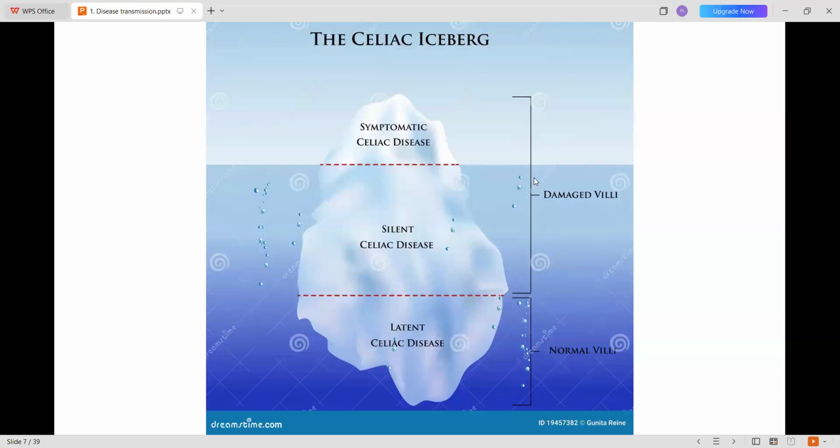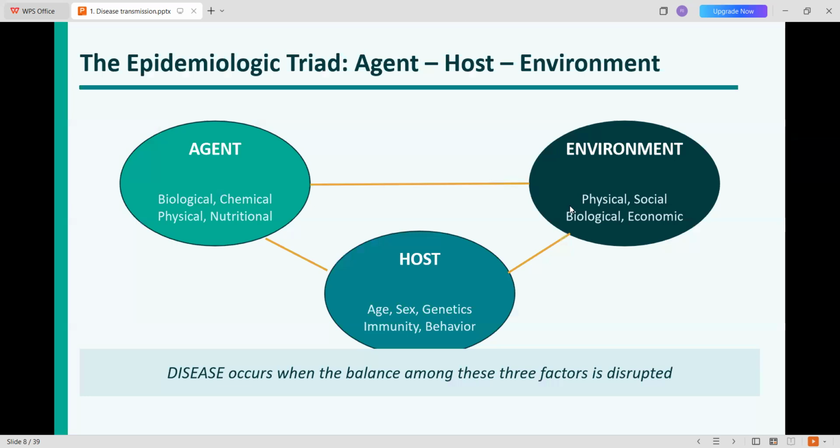So this is an example of an iceberg showing celiac disease. The tip of the iceberg is the symptomatic celiac disease, whereas the hidden part under the water shows two stages: latent celiac disease, which has normal villi, and silent celiac disease, which shows damaged villi. So next is the epidemiological triad, which includes agent, host, and environment.